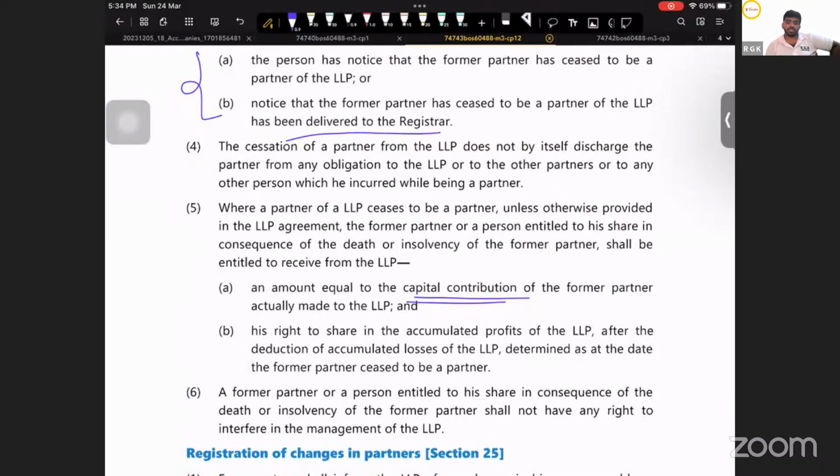Former partner or person entitled to share in consequence of death or insolvency of partner shall not have any right to interfere in the management of LLP. No right to interfere in the management. So this is one more part.